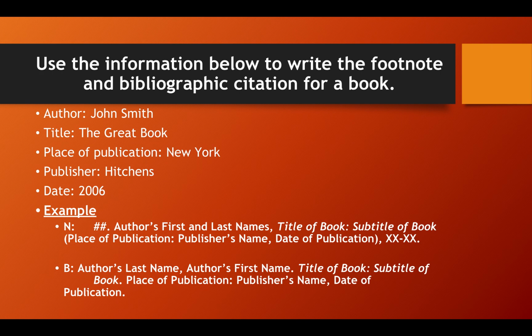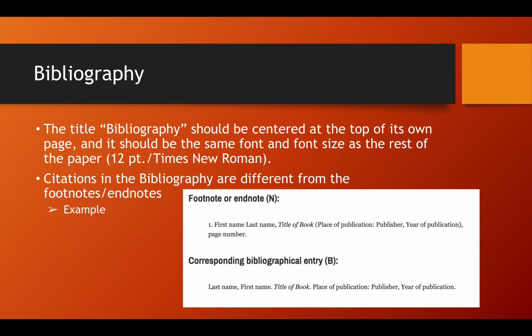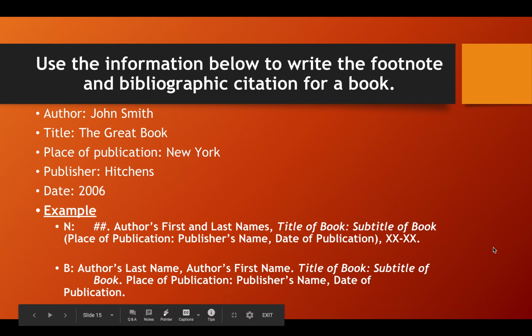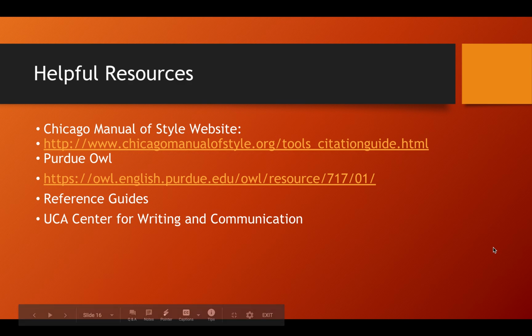So I'm going to skip this portion just so I can show you some Purdue OWL. This is just you kind of on your own. Can you use this information below to write a footnote and a bibliography citation for a book? So just John Smith, The Great Book, New York, Hitchens, 2006. Can you apply it and basically write something like a footnote here or a bibliographic entry here? But for the sake of time, I'm going to move on.